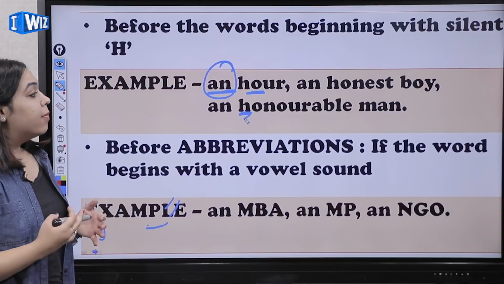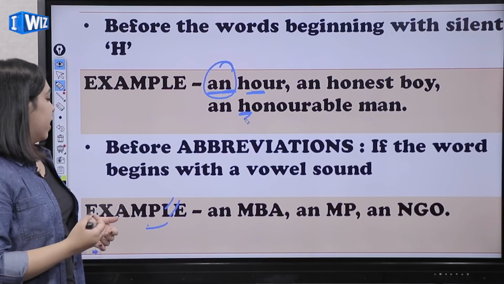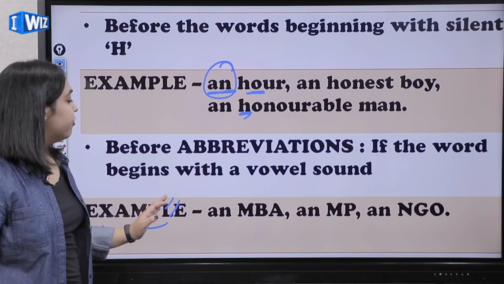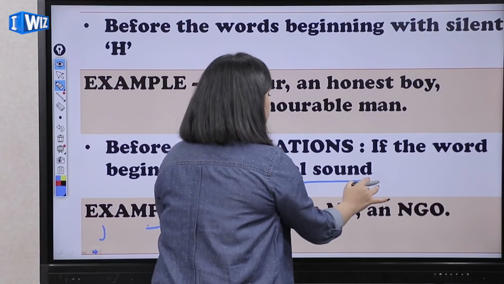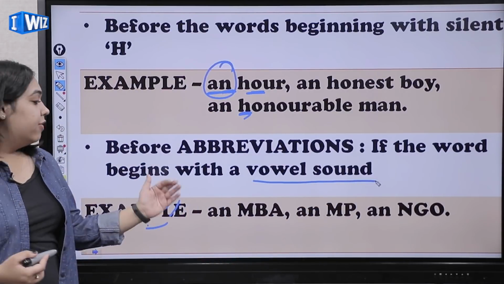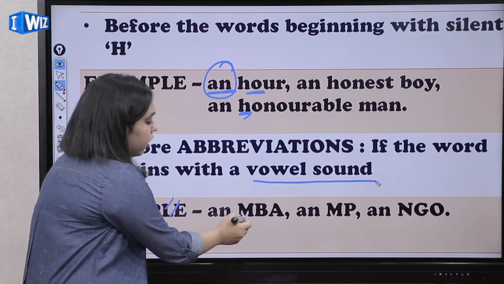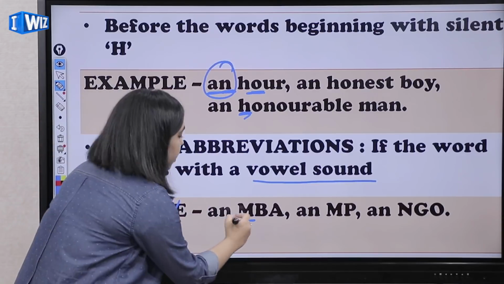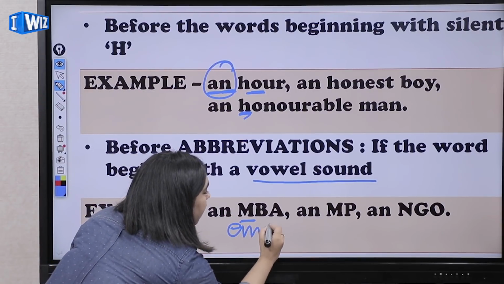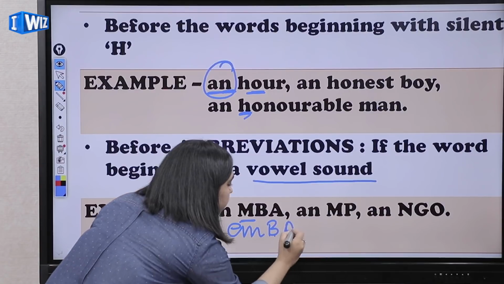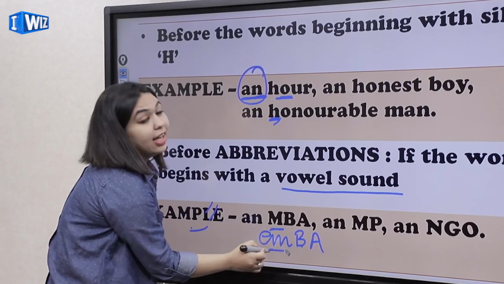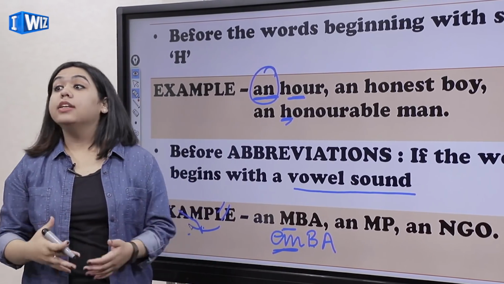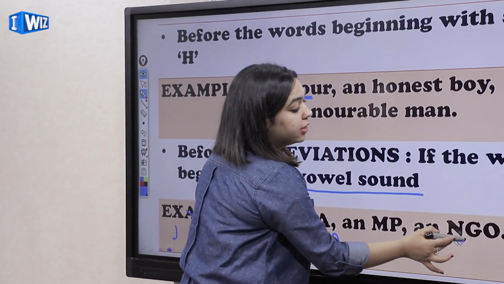Moving on, before abbreviations, before short forms, if the word begins with a vowel sound, it's very important. Like if I say an MBA, of course, it starts with M. But if you hear the sound, it goes M, B, A. So this is the hidden sound, E, M. That's why we say an MBA, an MP, and an NGO. Again, the case is the same.